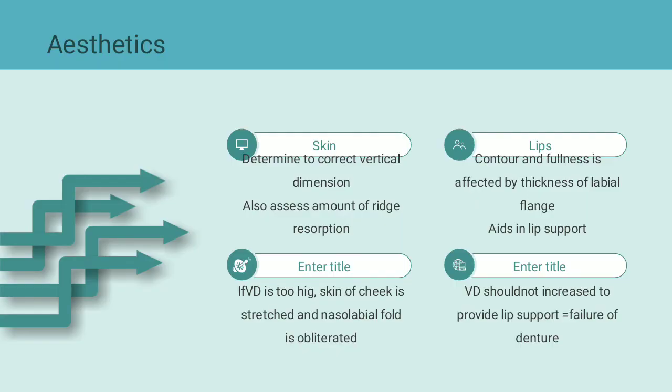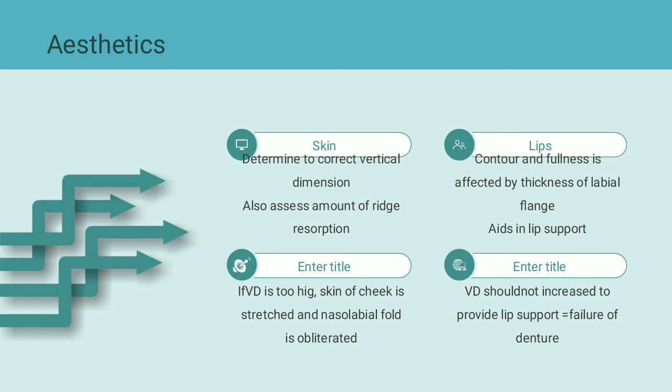Then we go into aesthetics. In aesthetics, there are two: skin and lips. First one, skin. It is also used to determine the correct vertical dimension at occlusion. It also assesses the amount of ridge resorption. If the vertical dimension at occlusion is too high, the skin of the cheek is stretched and the nasolabial fold is obliterated.